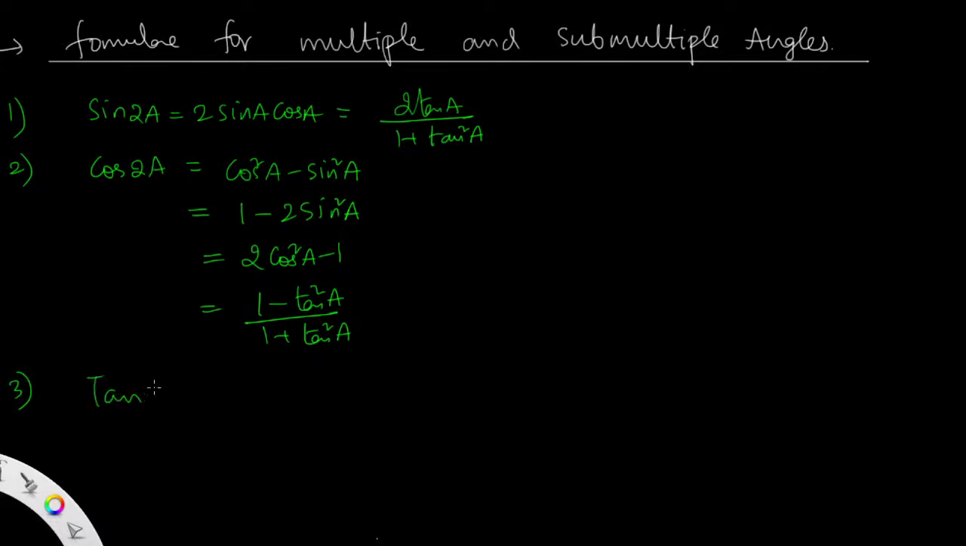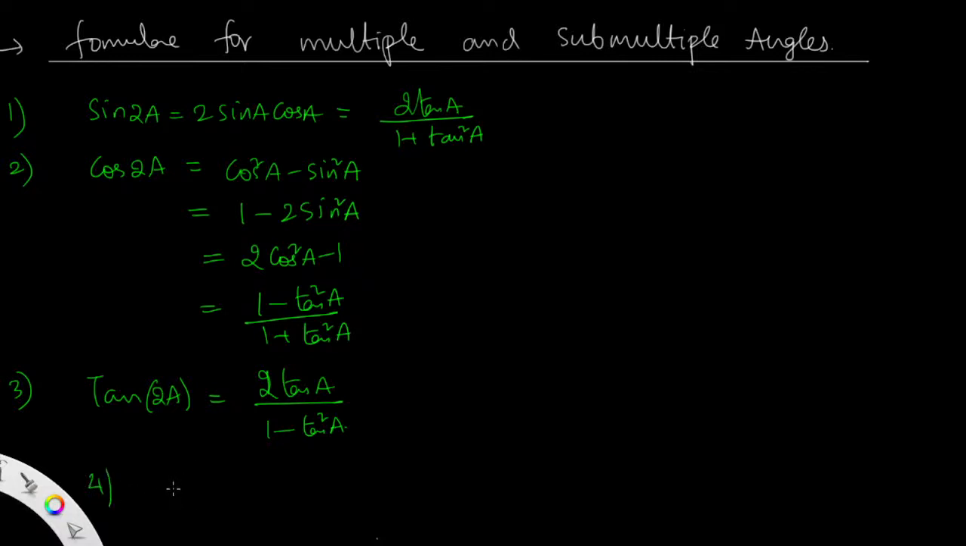tan 2a, which you get by substituting in the formula of tan of (a plus b), replacing b by a. Similarly, in the cos of (a plus b) formula, b has to be replaced by a. And sin 2a is sin of (a plus b) with b equal to a. Here we can write 2 tan a by 1 minus tan square a. Don't get confused: 2 tan a by 1 minus tan square a is tan 2a, and 2 tan a by 1 plus tan square a is sin 2a. Then go to the next formula.